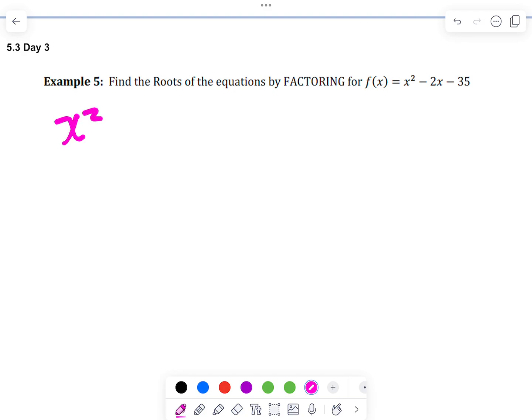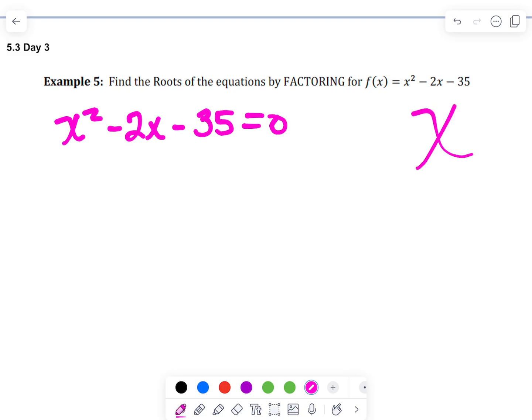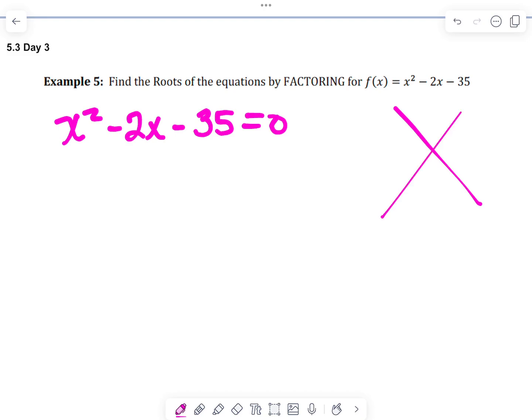Example 5. Set the function equal to 0. Now again, just like the last problem, we can set up our diamond. The top of the diamond is our factors of AC that add to B. So we get negative 7 and positive 5.